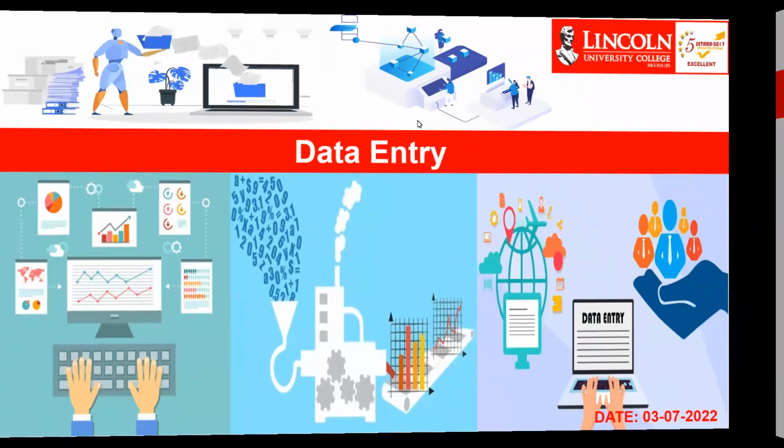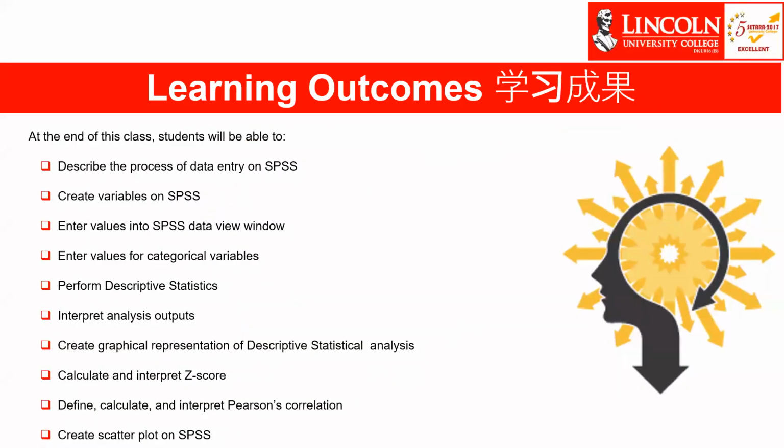So at the end of this section, you should be able to describe the process of data entry on SPSS. You should be able to create variables on SPSS. You should be able to enter values in SPSS data view window. You should be able to enter values for categorical variables. You should be able to perform descriptive statistics. You should be able to interpret analysis outputs. You should be able to create graphical representation of descriptive statistical analysis.